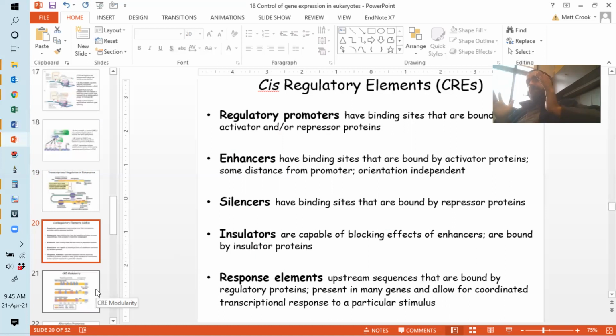And essentially, for one single gene, the output in terms of transcription is the sum of all of these, right? And this is really where we get our cell-specific expression from, or a large part of it at least. It really comes from which of these cis-regulatory elements, and particularly response elements, are present in the regulatory promoter of that gene, and which proteins that may or may not recognize them are present in that cell.